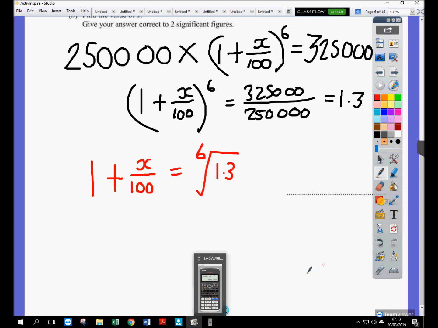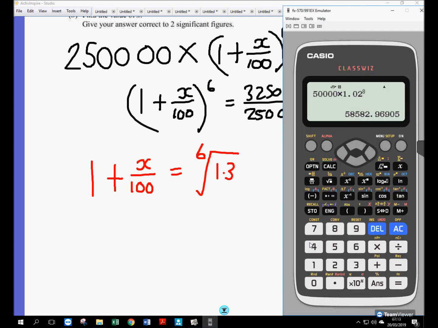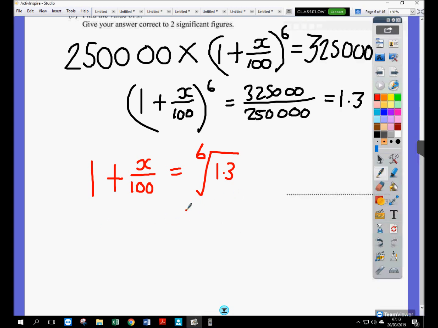If it was x squared equals something, on the other side you would square root. So it's not a square, it's power 6. The inverse is the 6th root. Now the button is here. You have to press shift. This button, you can type in whatever root you like. You want the 6th root of 1.3, which is this. Okay, so we'll copy it. It's 1.0446. That's equal to 1 plus x over 100.